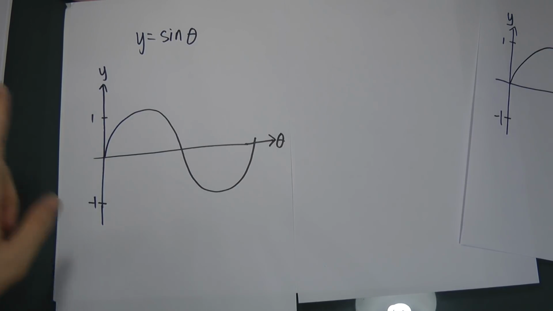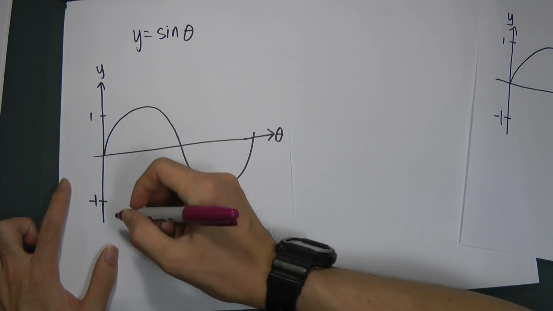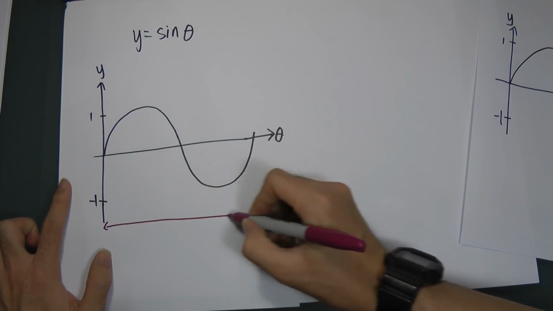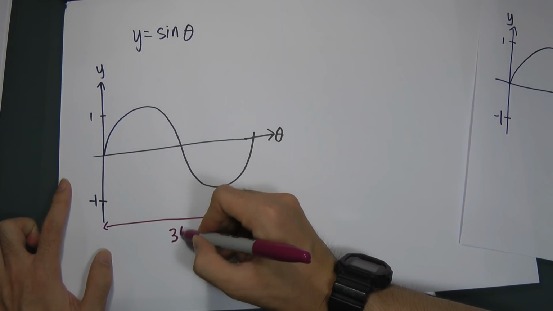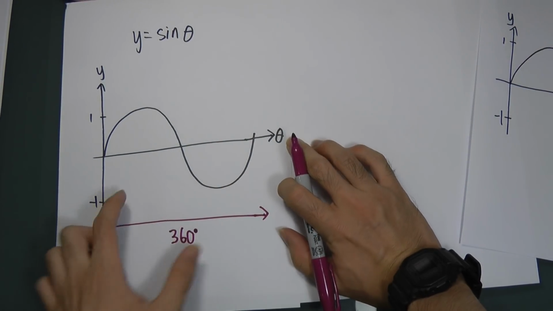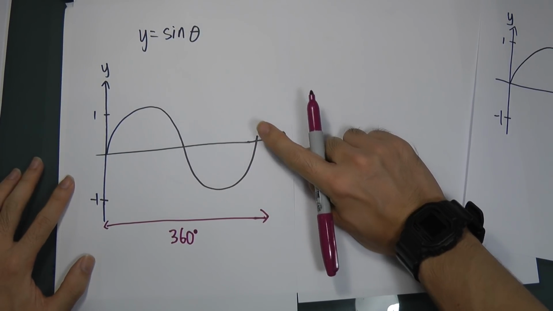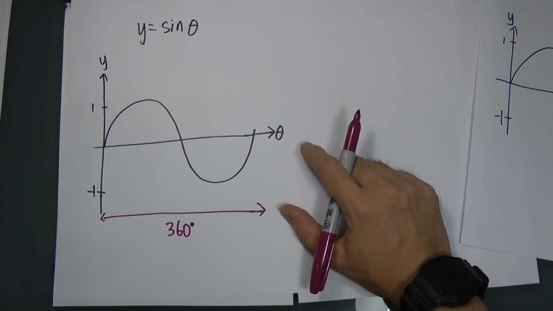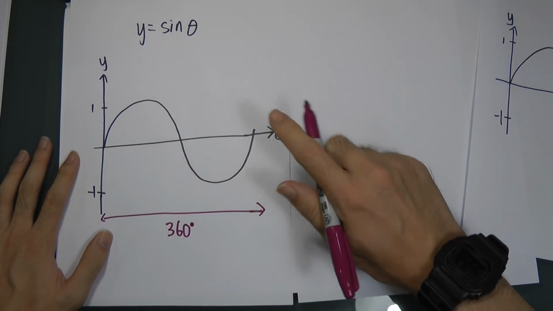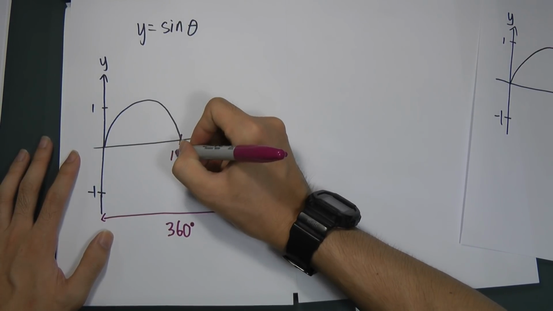Remember, for the sine graph, one period, or they call it one cycle, from start to end, the total angle over here should be 360. The total length of one cycle should be 360. So what I want you to do is divide 360 into 4 parts. First I divide 360 in half, so here I get 180.